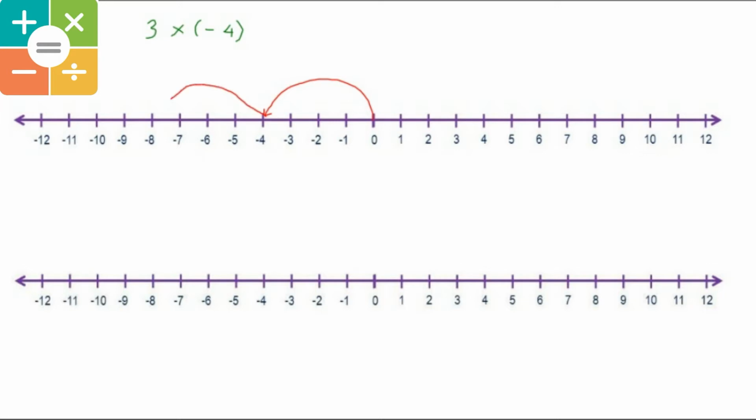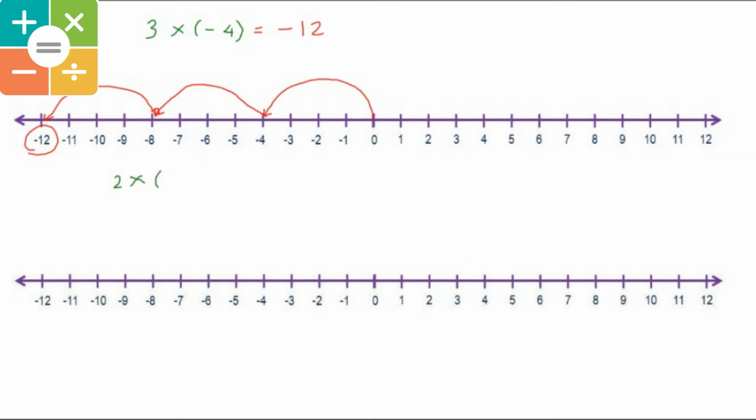If we take one more time, it reaches minus 8. And the third time you are supposed to take, so it will be minus 12. So when you take minus 4 3 times, it becomes minus 12. So 3 multiplied by minus 4 is minus 12.